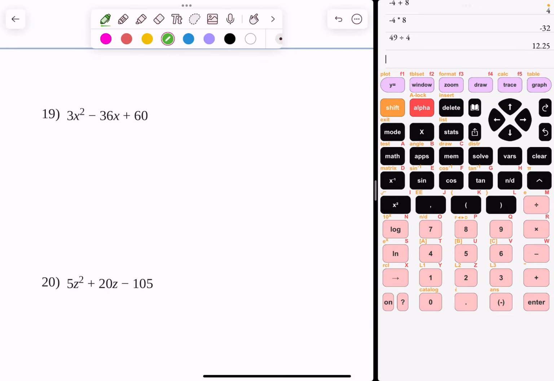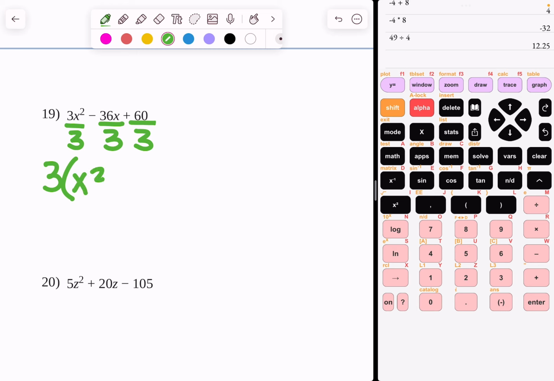Right away in front of my x squared, I see there's a 3. And all 3 of those terms do divide by 3. So I'm going to divide all three numbers by 3. They don't all have an x, so I can't divide out an x. All right, so my GCF is just 3. 3 divided by 3 is 1. I don't need to write that. Just leave the x squared. Negative 36 divided by 3 is negative 12. Bring down the x.